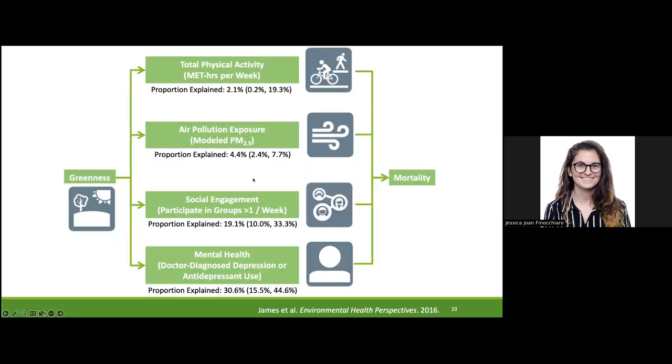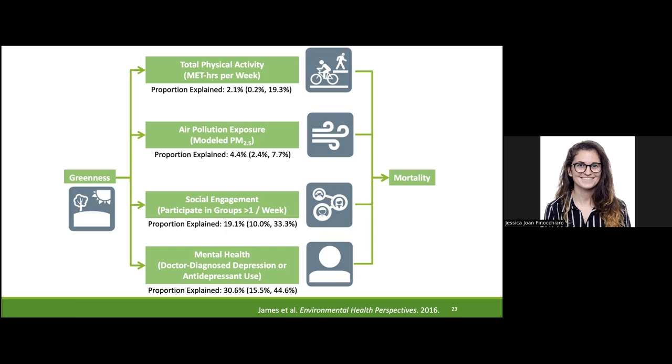We also looked at mediation, right? In these cohorts, we've measured a lot of potential mediators, those four pathways I talked about. So we looked at physical activity. Does that explain the relationship between greenness exposure and mortality? It explained about 2%, not very much. Air pollution exposure, for which we used a PM2.5 model, explained about 4% of that relationship. Social engagement, which is really a coarse measure of participation in groups more than once a week, explained about 19%. So people in greener spaces were more socially engaged, and then they had lower mortality rates.